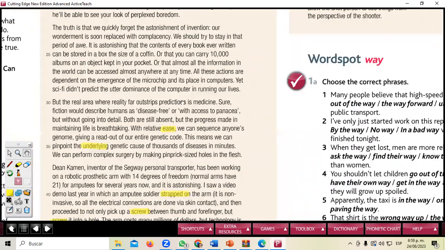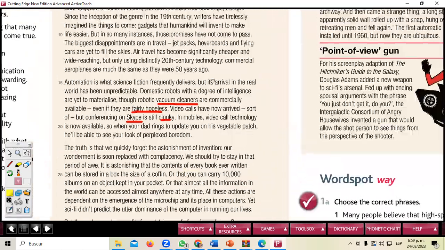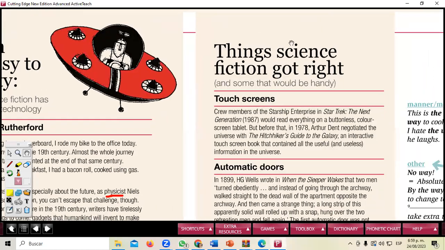Okay, so we finished this part of the text. And now we're going to read the next part, things that science fiction got right. So some things that were predicted correctly and some that would be handy. Do you know what's the meaning of handy? Or a synonym of handy? Practical, yeah, like useful, okay? Handy is similar to useful. Okay, now let's read about things that science fiction got correct.